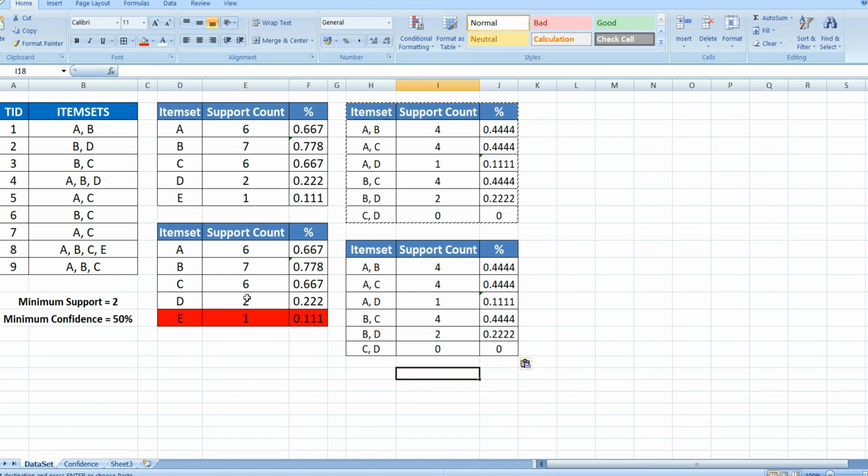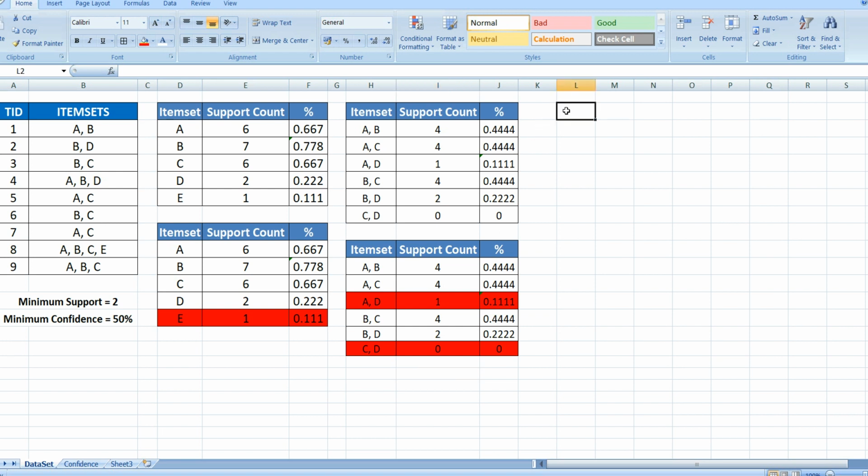If we then compare the result that we have found with the minimum support, we will see that CD does not meet the minimum required support. Also, AD does not meet the minimum required support. So we are left with AB, AC, BC, and BD as the item sets that meet the minimum required. This takes us again to a third item set.